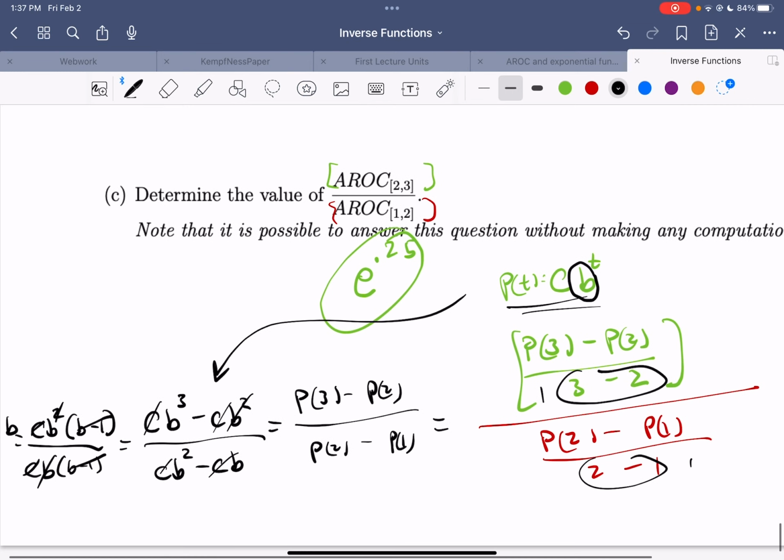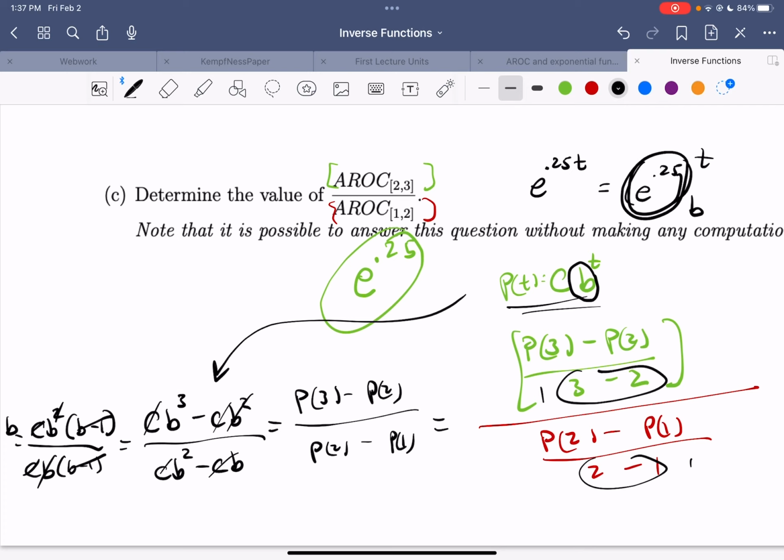And in our problem, we have e to the 0.25t, which is the same as e to the 0.25 to the t. That is b. So that's one way you could see it.